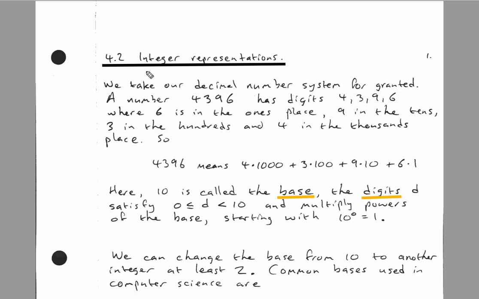4.2 integer representations. We certainly take our decimal number system for granted. A number written like this with digits 4, 3, 9, and 6. Well, we know what each of those digits represents. That's 6 ones, plus 9 tens, plus 3 hundreds, plus 4 thousands.